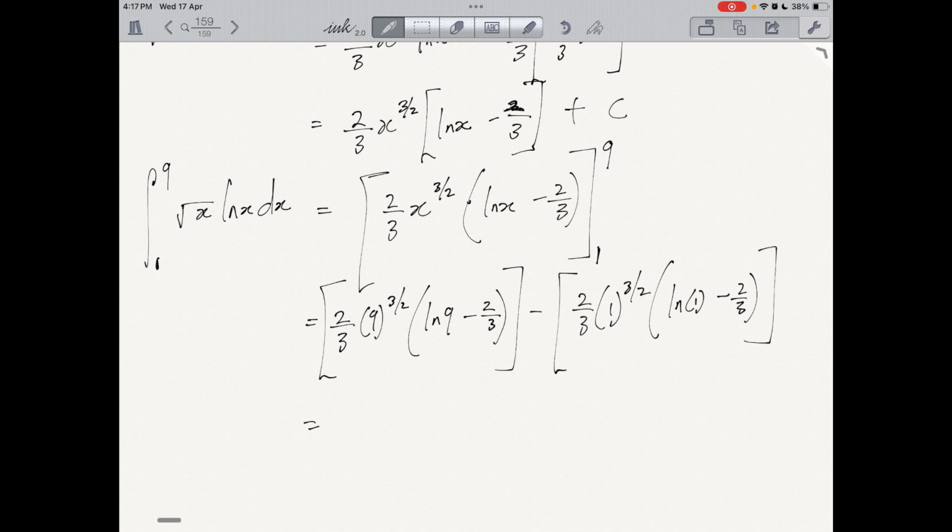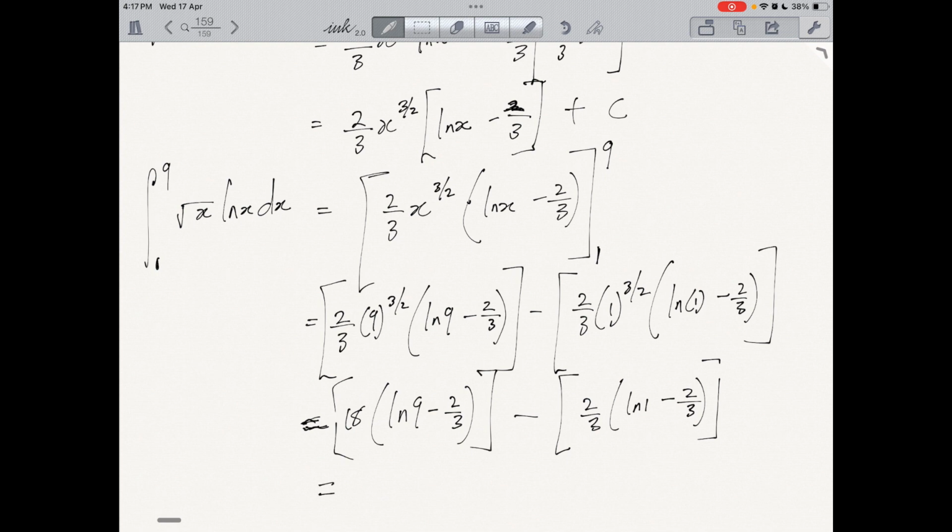Now simplifying this, it gives us 18 into (ln 9 minus 2 over 3) minus 2 over 3 into (ln 1 minus 2 over 3). And using our calculator for this, we would have approximately 28.0. So we have been able to consider using integration by parts for logarithm, for exponential, for arithmetic, and also for trigonometric.